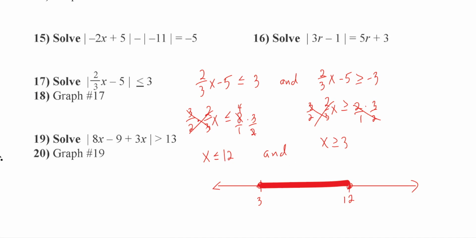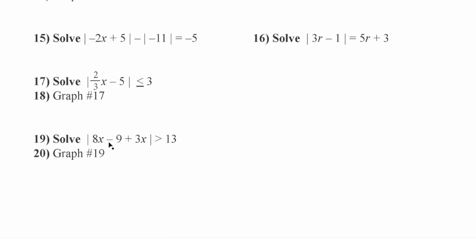We good? One more. Let's get rid of this. All right, last one. Let's do this one. So we can simplify this right off the bat, can't we? What's this going to be? 11x minus 9. So it's, let's make that smaller. All right, so the absolute value of 11x minus 9. So this is what that would be.